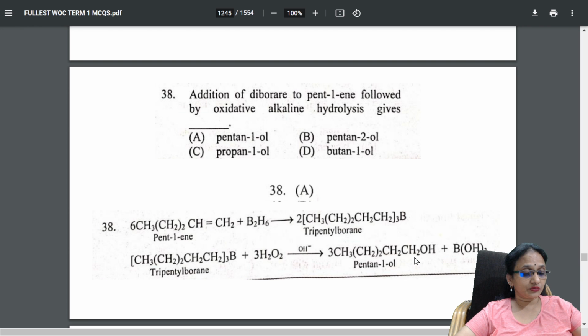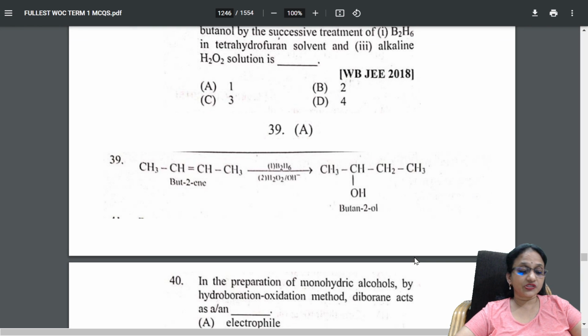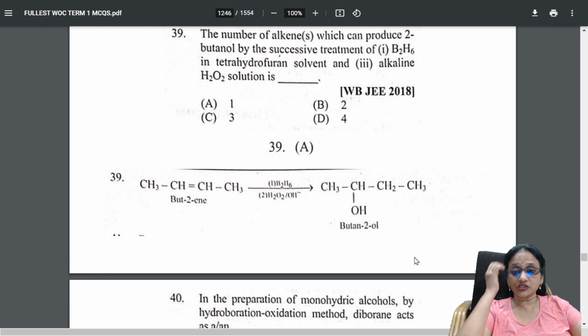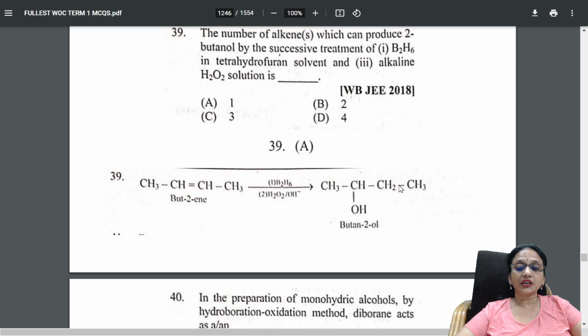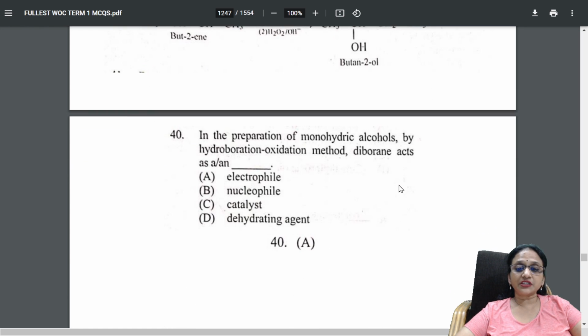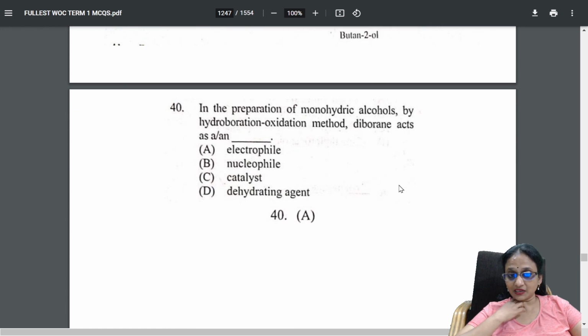Further, students, the same diborane reactions are given like this, where unsymmetrical alkenes are converted to secondary alcohols. After that, they may ask you in the form of a paragraph also: in the preparation of monohydric alcohols by the hydroboration oxidation method, diborane acts as what? We very well know, as an electrophile, because it is an electron deficient species.